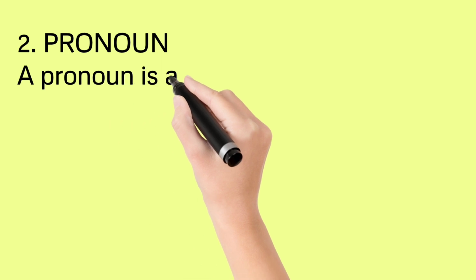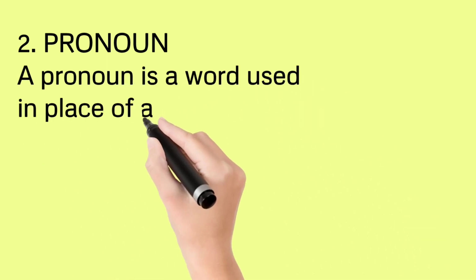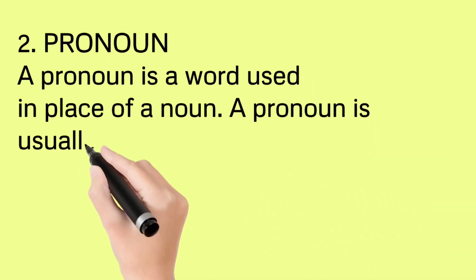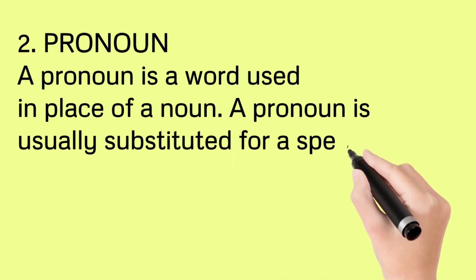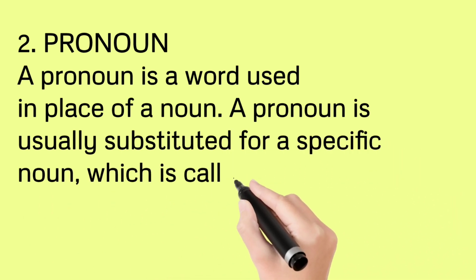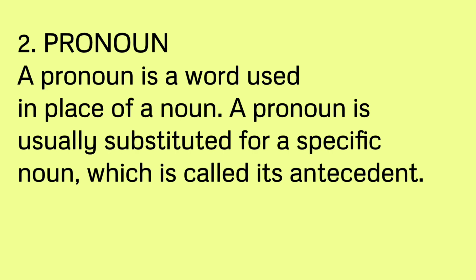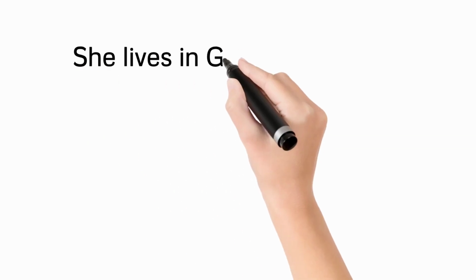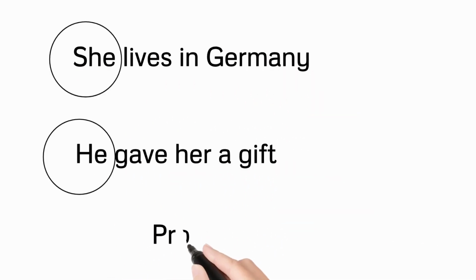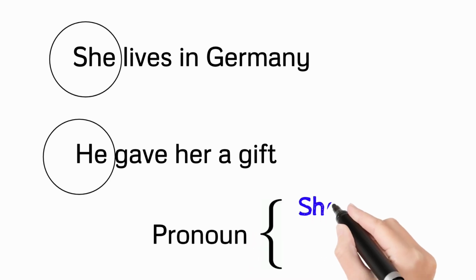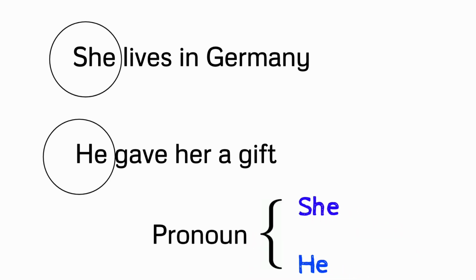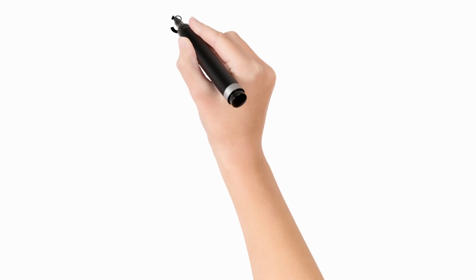A pronoun is a word used in place of a noun. A pronoun is usually substituted for a specific noun, which is called its antecedent. For example, she lives in Germany. He gave her a gift. She and he are pronouns. Next one is verb.